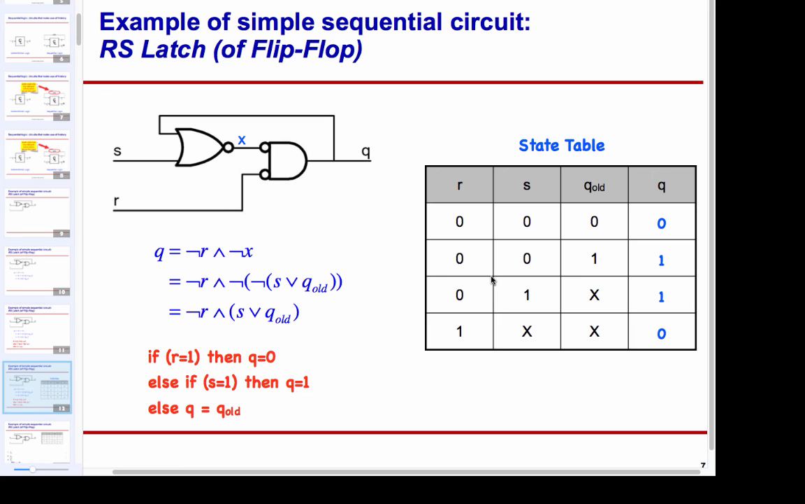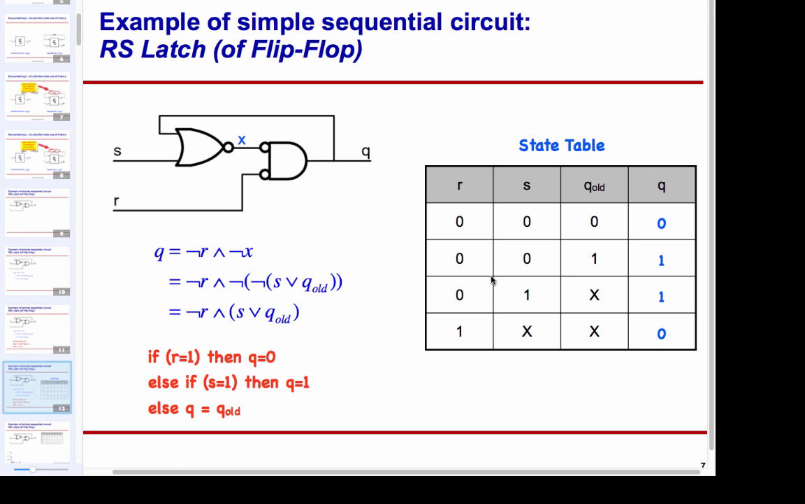So let's take an example. Let's say I give to this circuit R equal to 1, S equal to 0. Then Q will become 0. Then let's say I pull down R. So R is 0, Q is 0, so S is 0. The output will maintain the value 0.